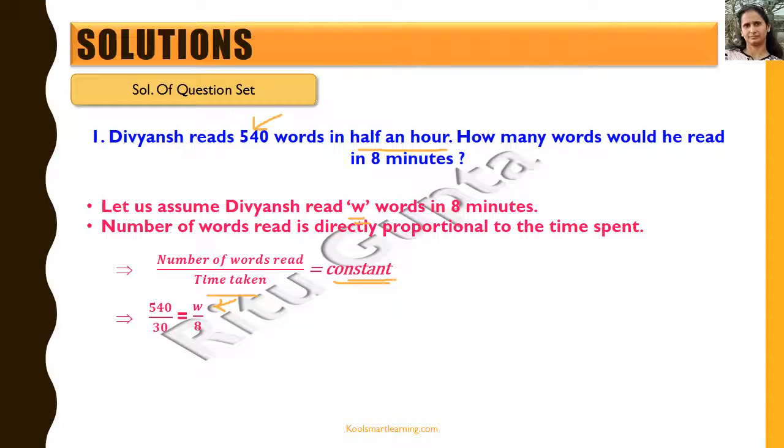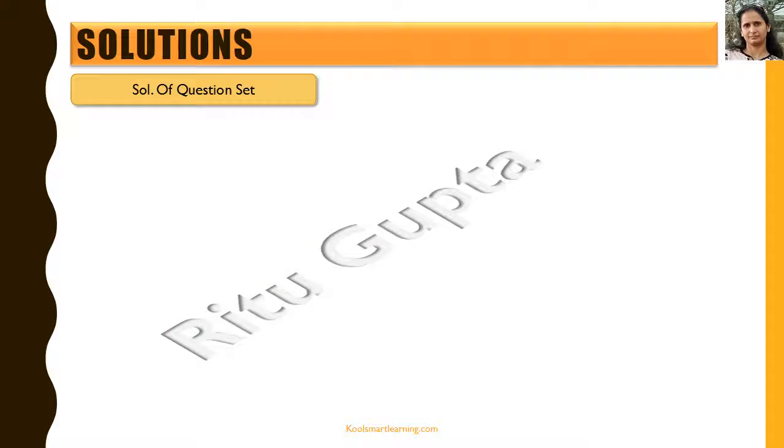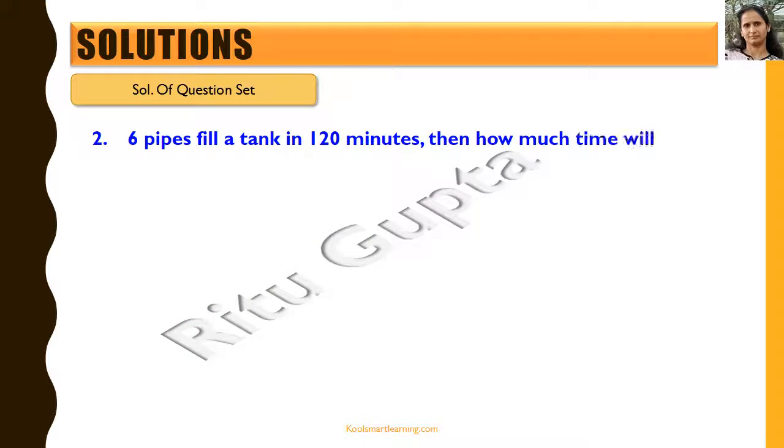So now we cross multiply. We first simplify the left hand side, which becomes 18. So W by 8 is equal to 18, and then cross multiply, W is equal to 144 words. Let's look at the second question.